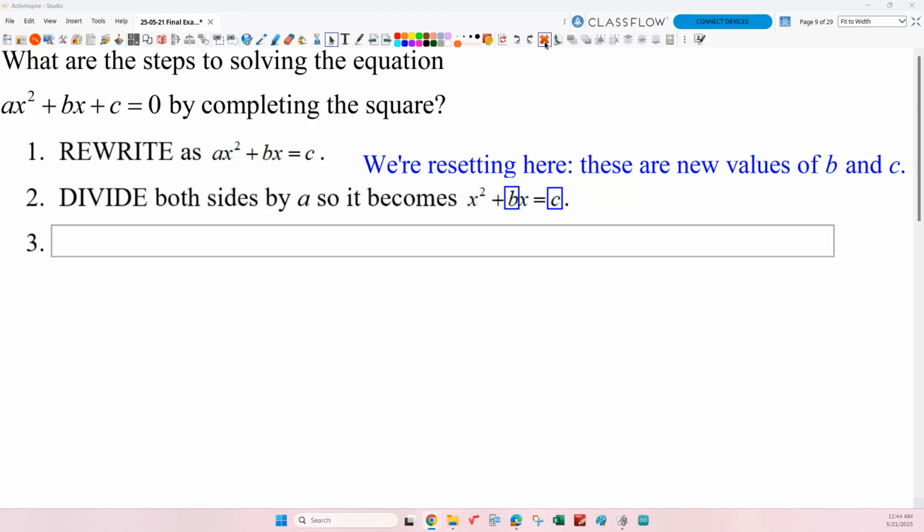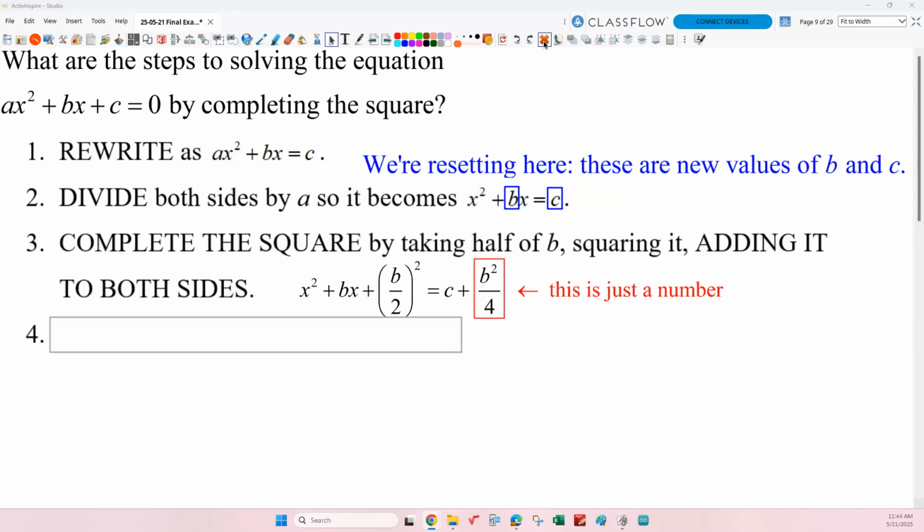We doing okay? Okay. So if we divide by a, then we can add the b over 2 squared to both sides. What do I do after I add that?